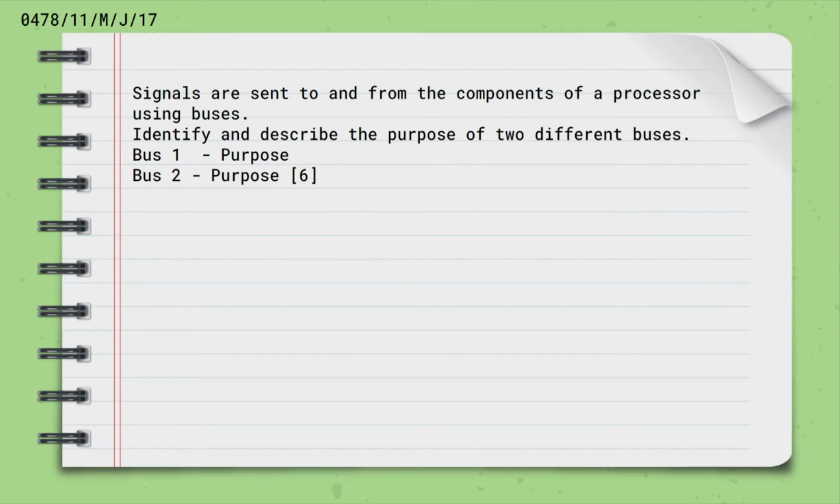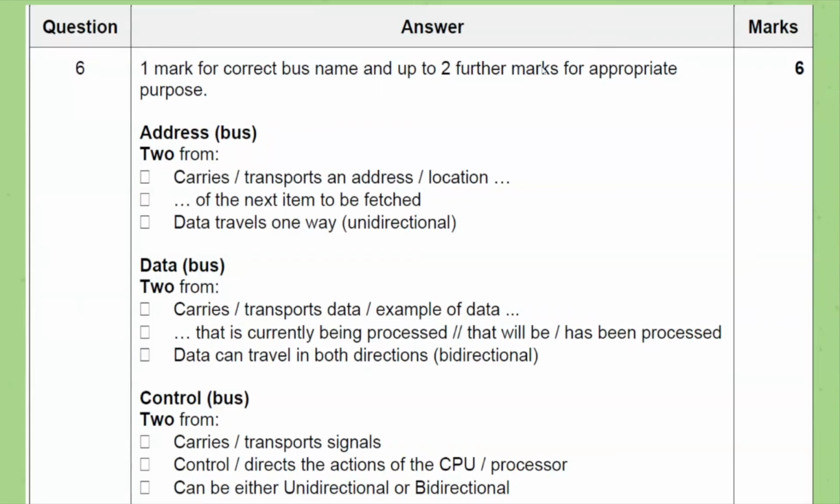Writing the name of the bus and the purpose. Name of the bus carries 1 mark and purpose carries 2 marks. This is how the marking scheme looks if you haven't seen one yet. So, we all know that there are 3 buses and they are address bus, data bus and control bus. You can write any 2 of these in the space provided for you to write the bus name.